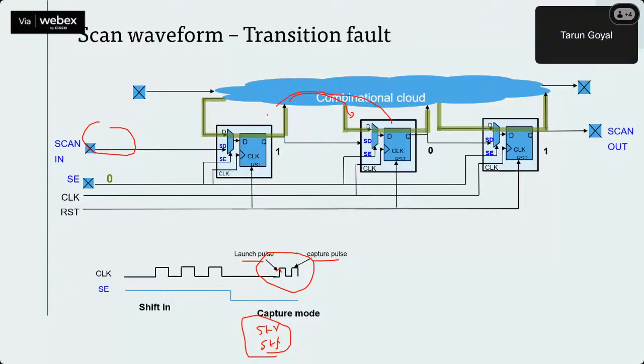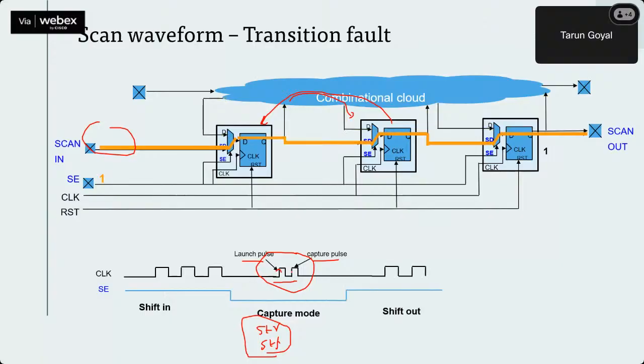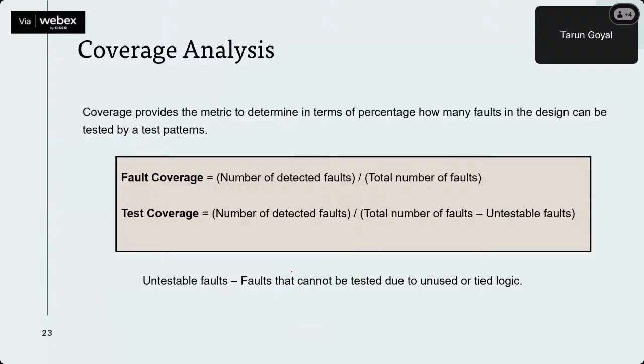If this was a launch flop, then this may be the capture flop, and the value is coming from this flop to this flop. So all these transitions we are ensuring, with two consecutive cycles, and if it's a slow to fall, then it will get detected on this cycle. Okay, then it's again a shift out, similar. So now what we call is the coverage.